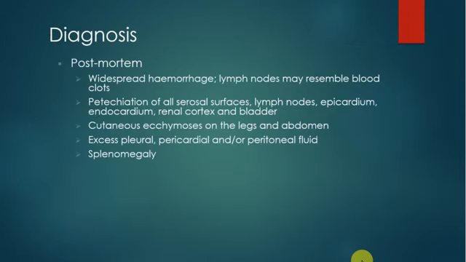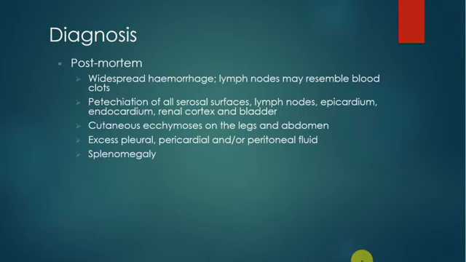And then, yeah, just another form of diagnosis, so just a post-mortem. When you actually do your post-mortem on your pig, you see widespread hemorrhage. And the lymph nodes as well, if you actually look at them on post-mortem, they kind of look like blood clots, so they don't have that distinct white color. They'll look red and look like scabs.